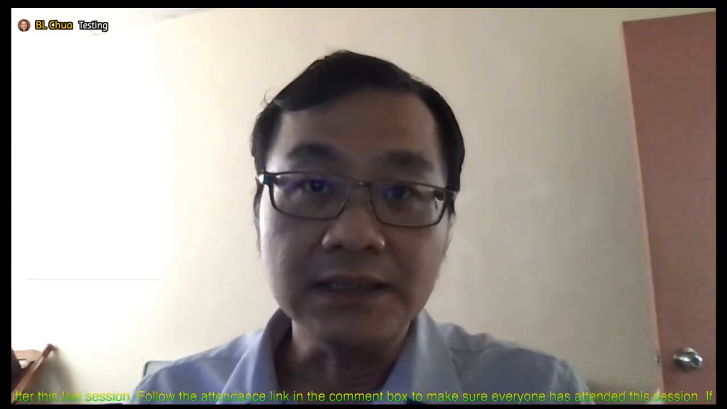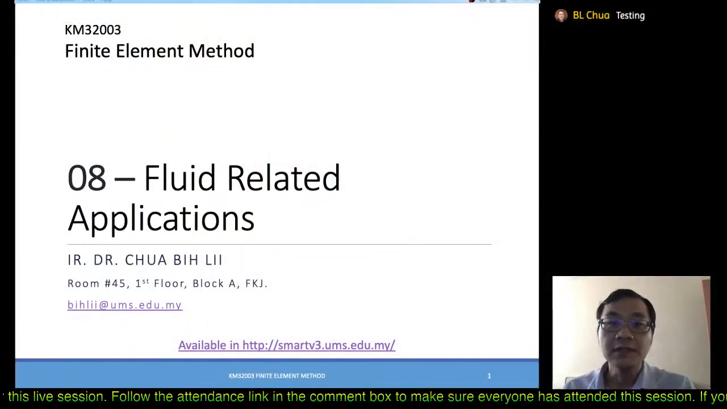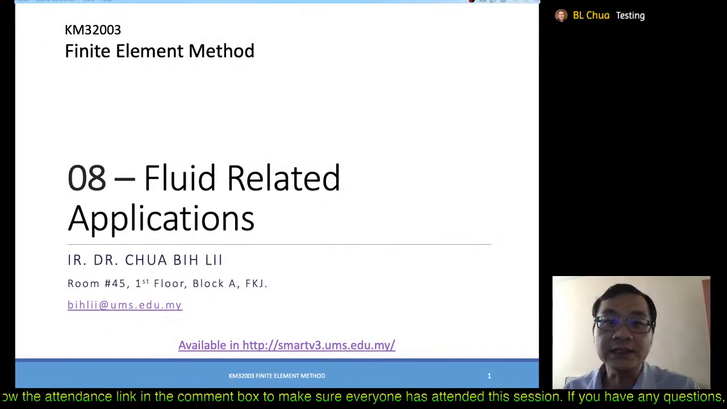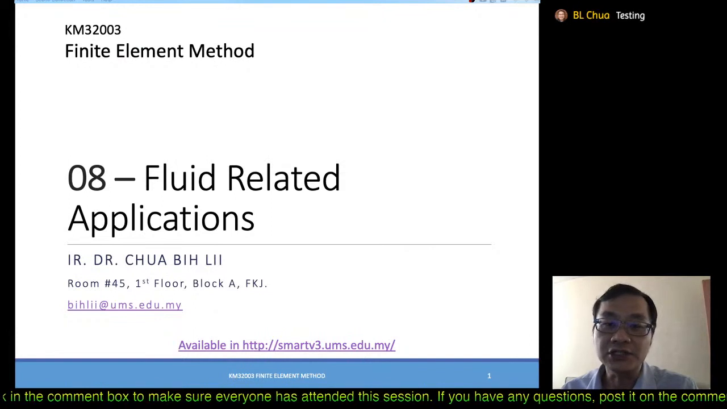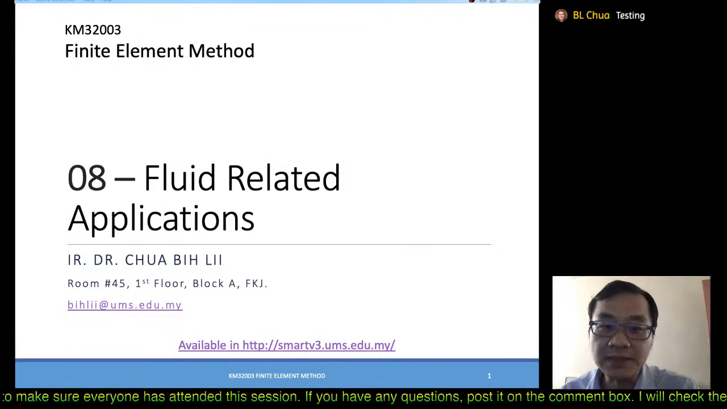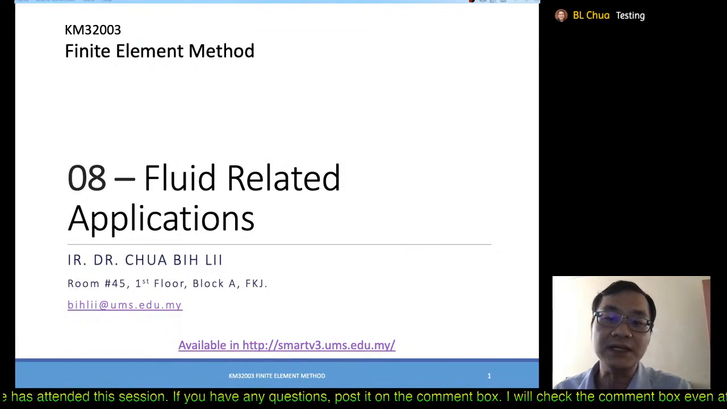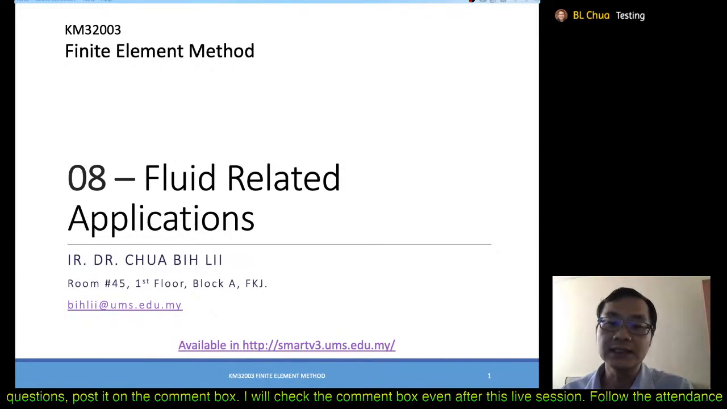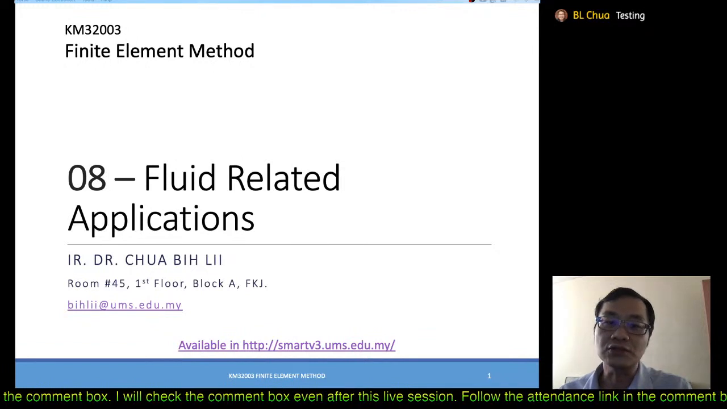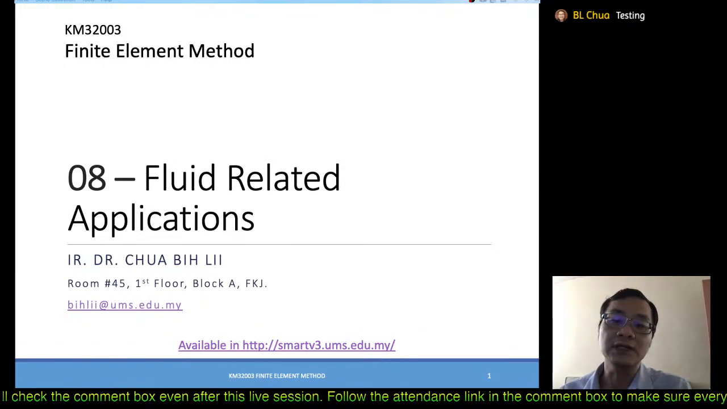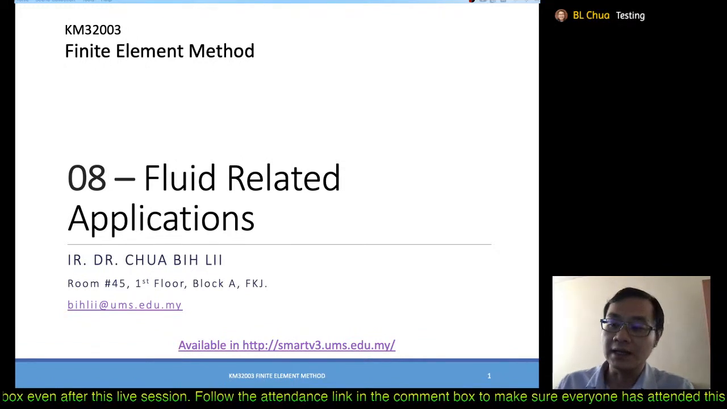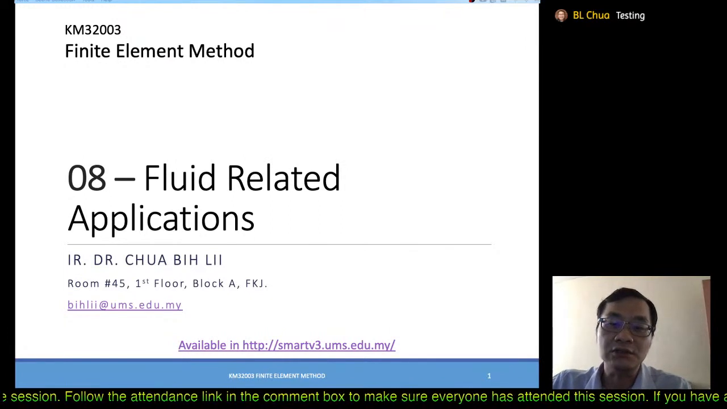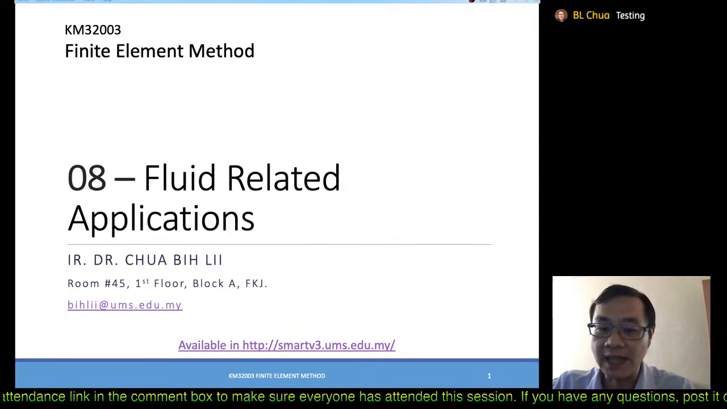So today we will go to the last lecture for this course. We will talk about the fluids related applications. Similar to the previous heat transfer applications, we will spend more time discussing the types of applications that you can do related to fluids. And then at the end we will discuss the tests.